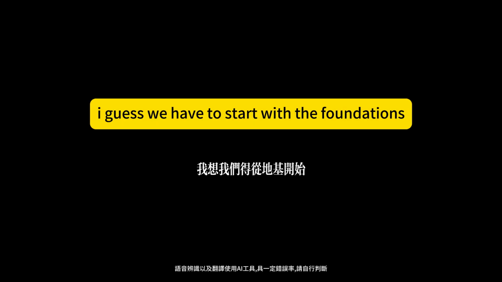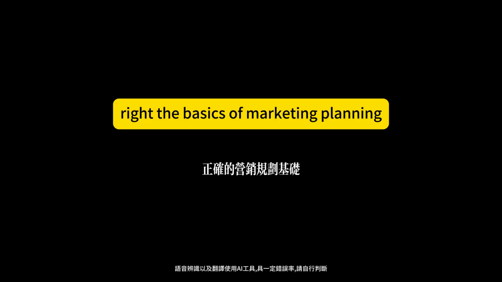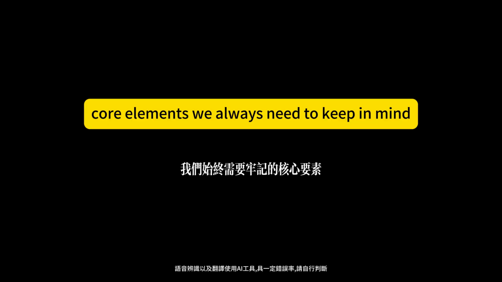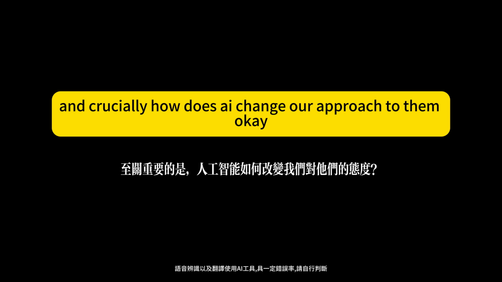I guess we have to start with the foundations, right? The basics of marketing planning. What are those core elements we always need to keep in mind? And crucially, how does AI change our approach to them?